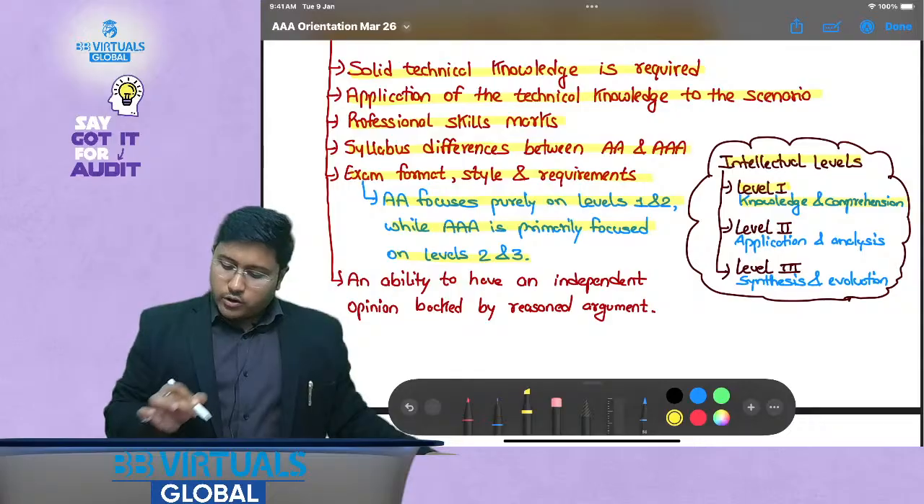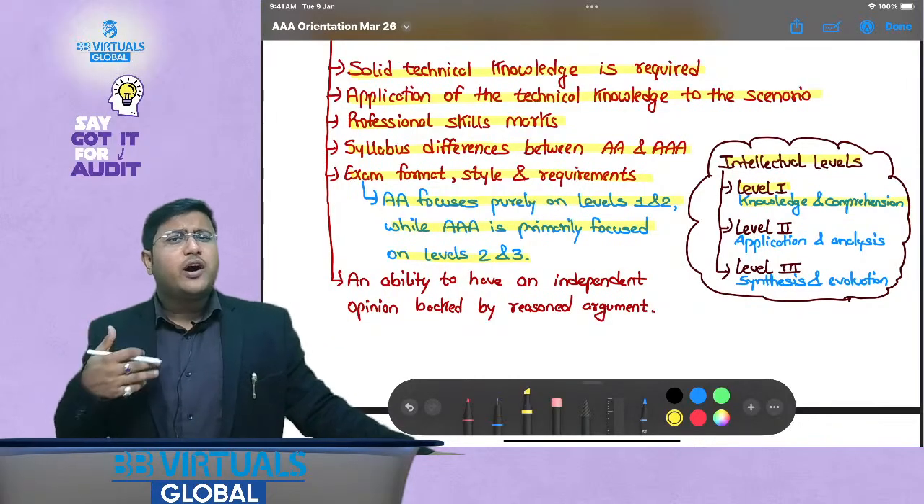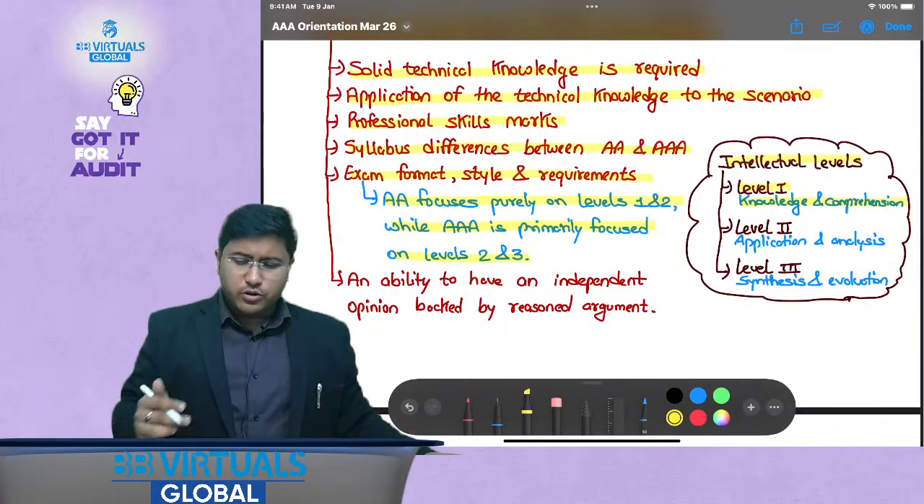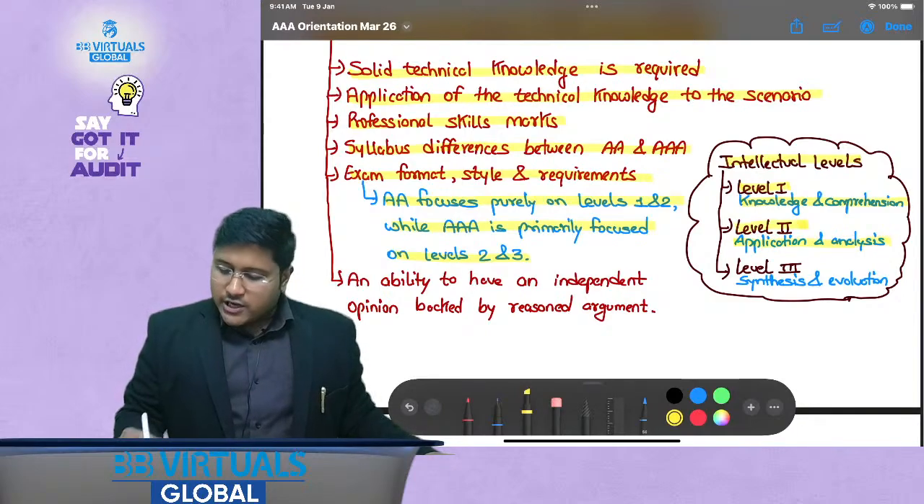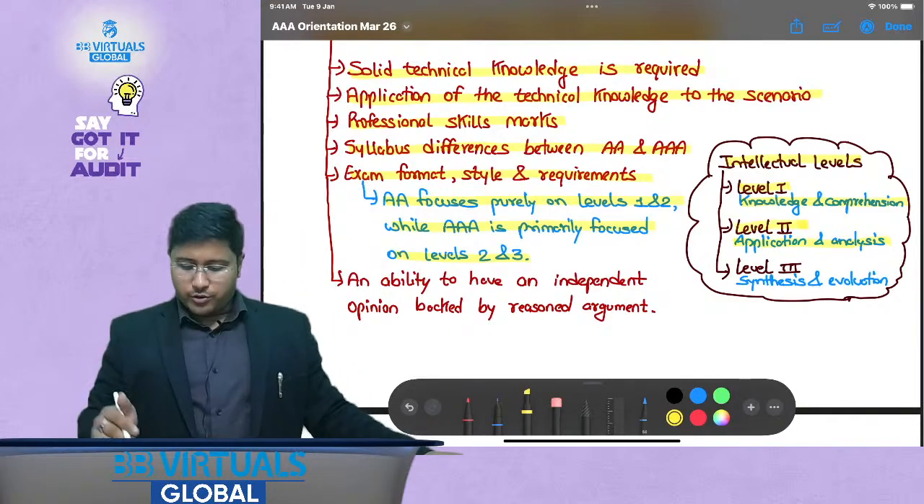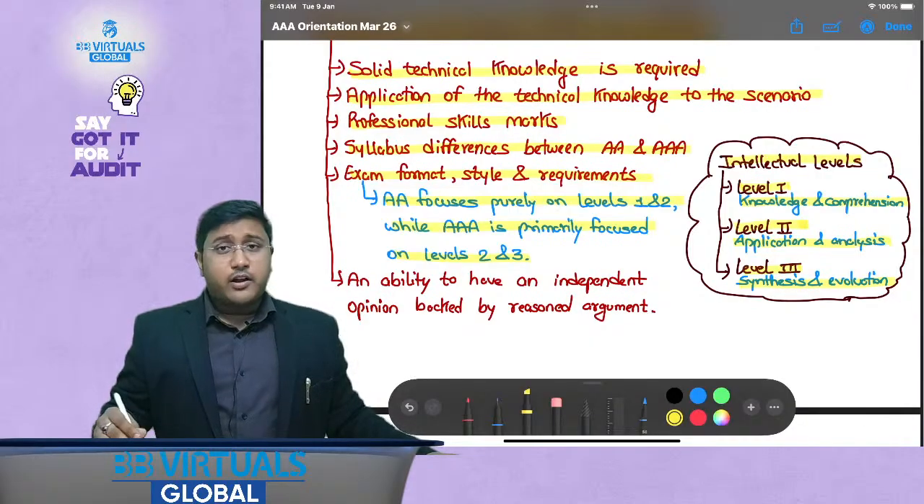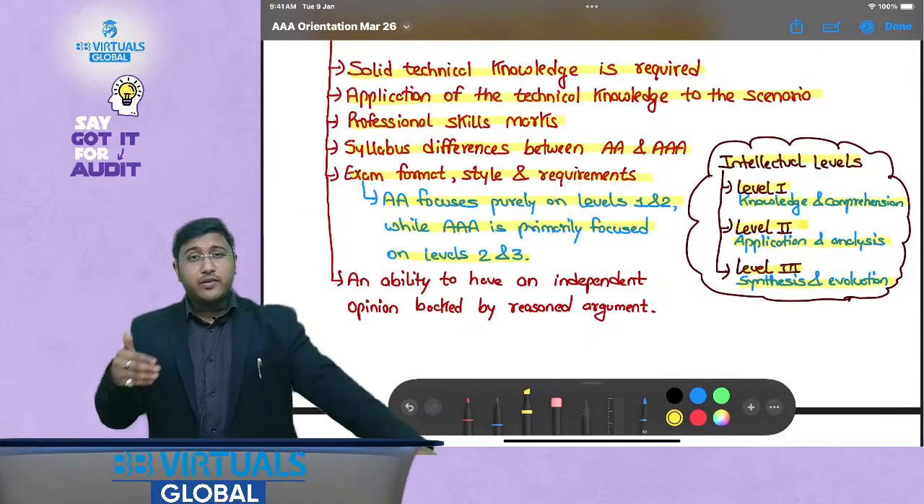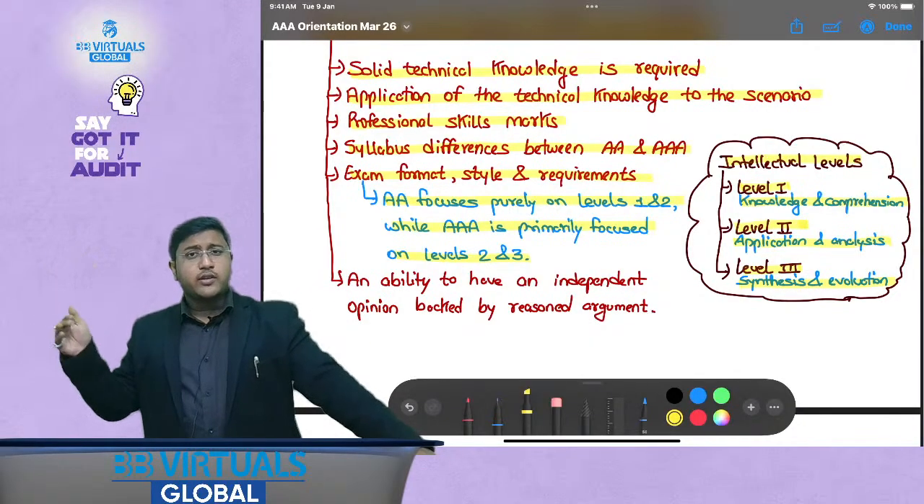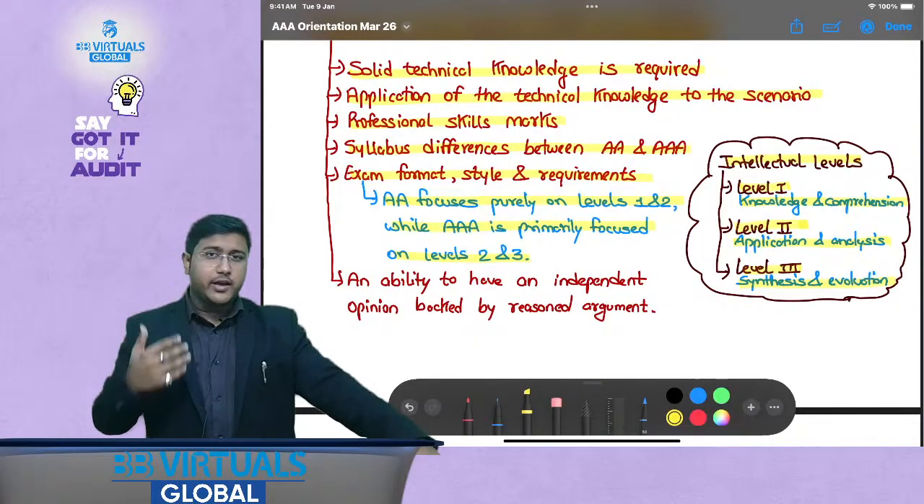Level 1, knowledge and comprehension, whether you are aware of it or not, whether you have the knowledge of it or not. Level 2 is application and analysis, whether you are able to apply it or not. And level 3, synthesis and evaluation, that is whether you are able to evaluate it against various situations and whether you are able to make the judgment and communicate it well or not.